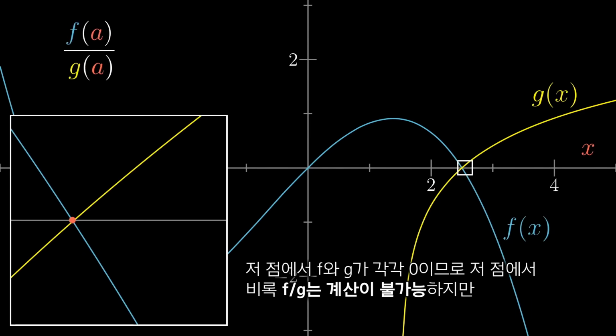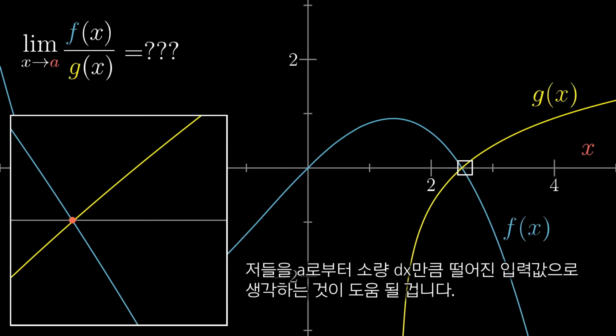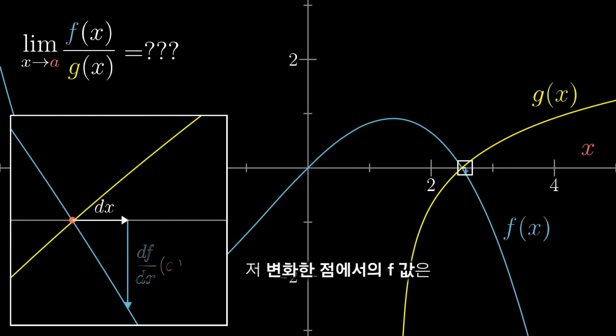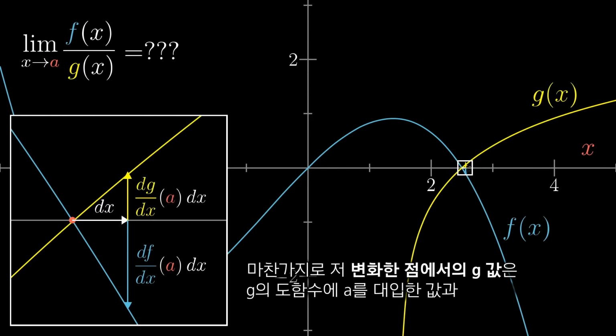Now, even though you can't compute f divided by g at this trouble point, since both of them equal 0, you can ask about this ratio for values of x really close to a, the limit as x approaches a. And it's helpful to think of those nearby inputs as just a tiny nudge, dx, away from a. The value of f at that nudged point is approximately its derivative, df over dx, evaluated at a, times dx. Likewise, the value of g at that nudged point is approximately the derivative of g, evaluated at a, times dx.